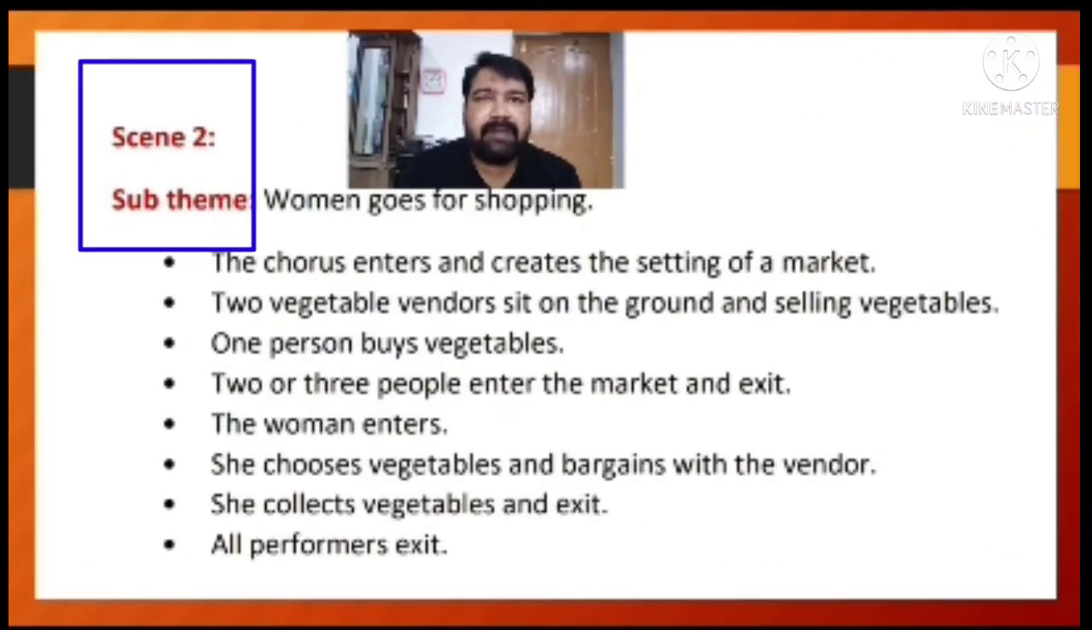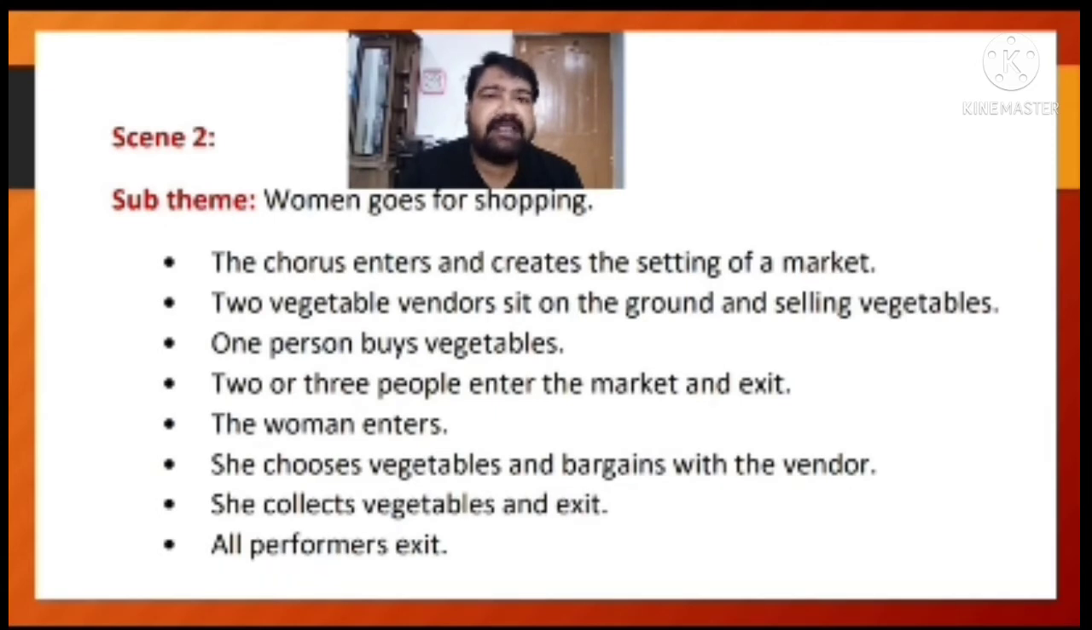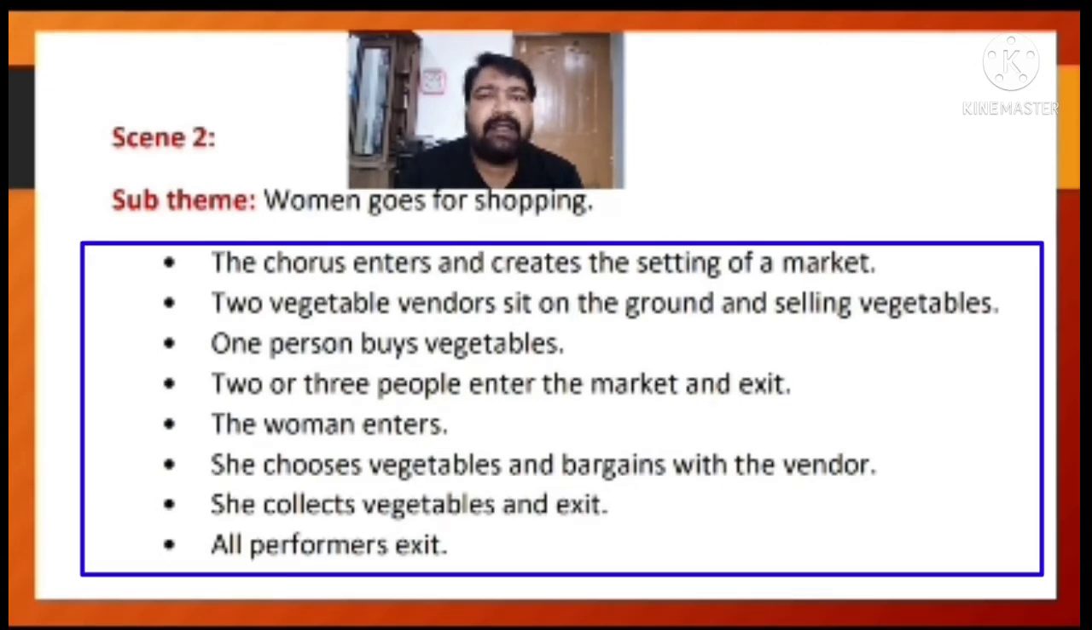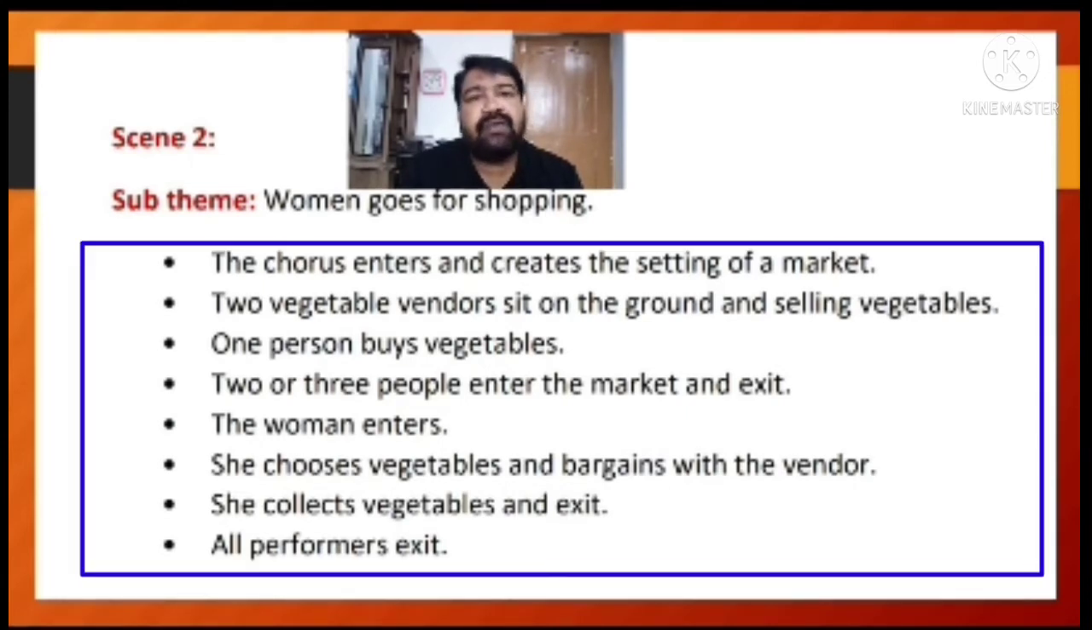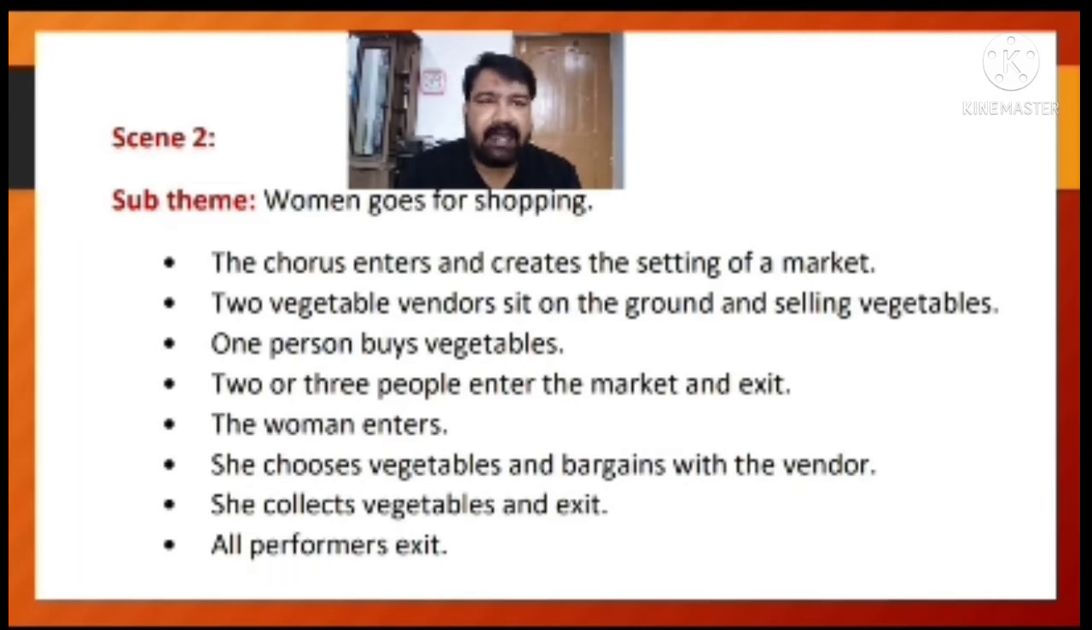Scene 2 sub-theme of the poem. Woman goes for shopping. Here we can start like this. The chorus enters and creates the setting of a market. The 2 vegetable vendors sit on the ground and sell vegetables. One person buys vegetables. 2 or 3 people enter the market and exit.